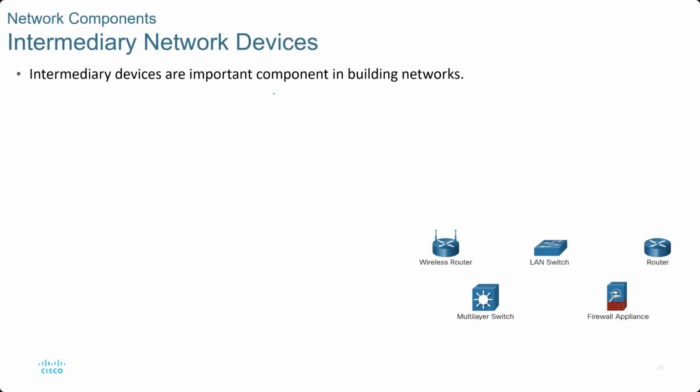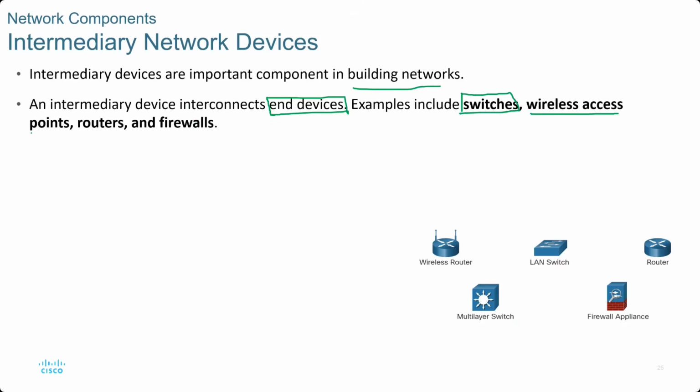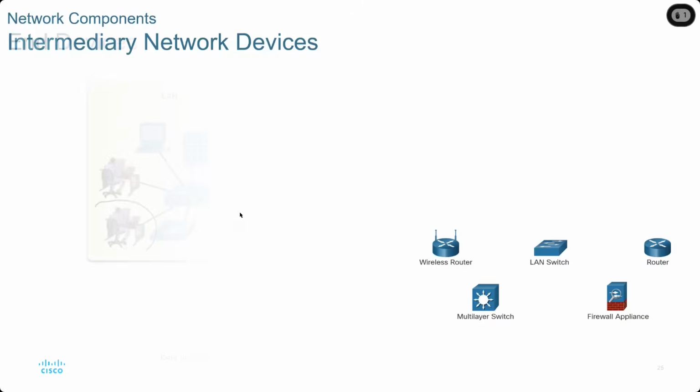Intermediary devices are an important component in building networks. Intermediary devices interconnect end devices. For example, they include switches and wireless access points that you have at your home. We also call them wireless routers because wireless access points plus routers act like both devices. Routers and firewalls are all intermediary devices. Why are they called intermediary devices? Because they interconnect end devices, as you saw in the previous slide.